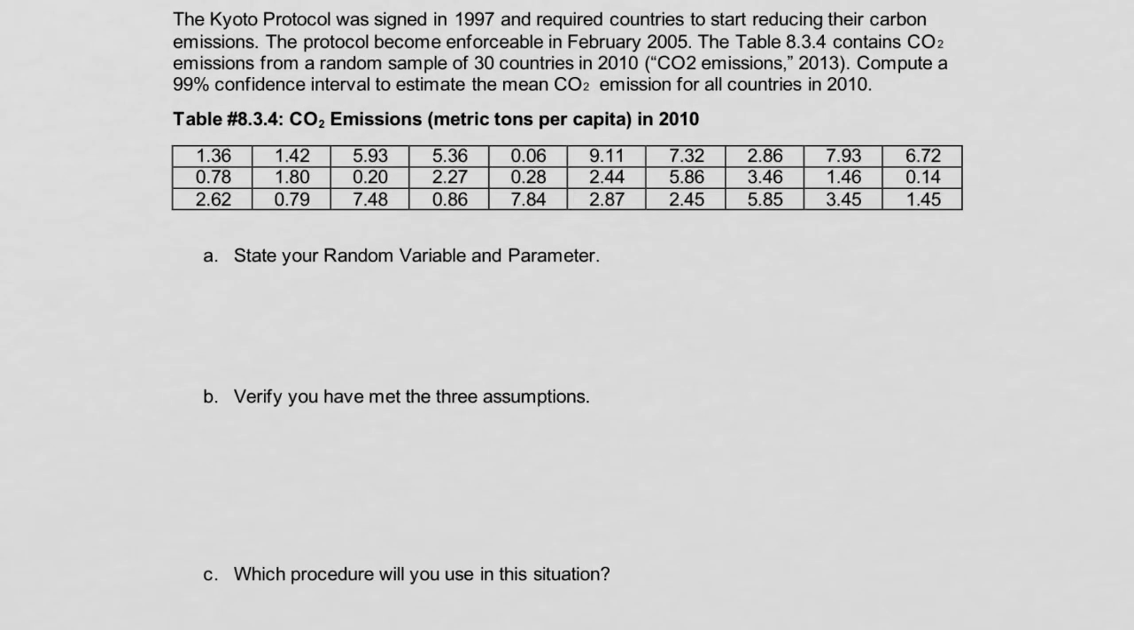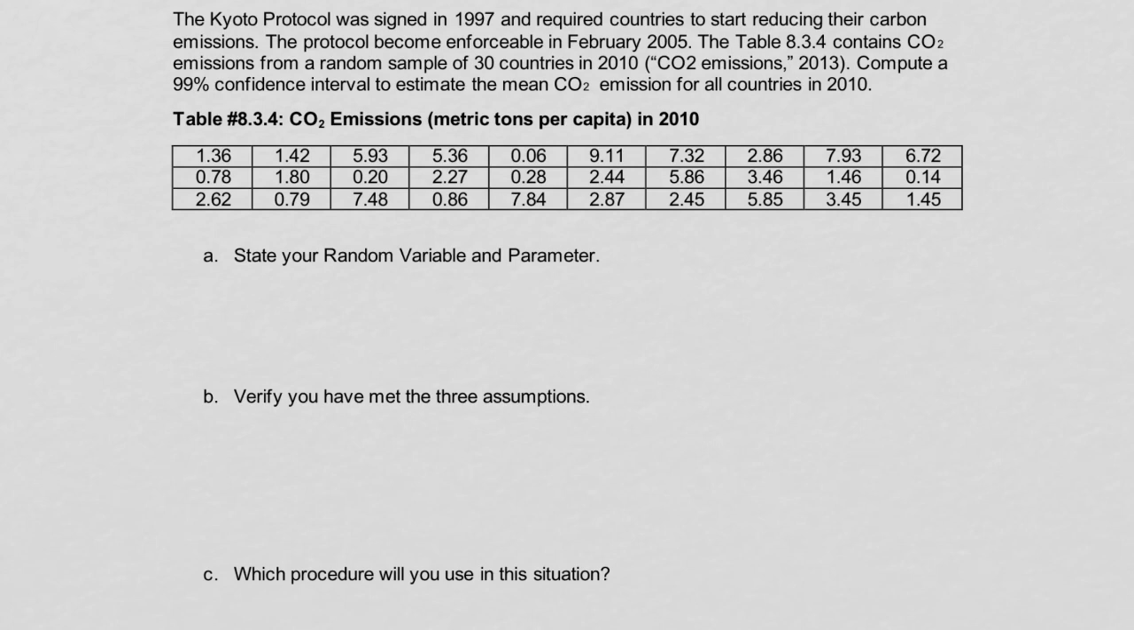For the second question in our section 8.3 guided notes on one sample interval for the mean, we have the Kyoto Protocol was signed in 1997 and required countries to start reducing their carbon emissions. The protocol, probably should say, became enforceable in February 2005. The table 8.3.4 contains CO2 emissions for a random sample of 30 countries in 2010. Compute a 99% confidence interval to estimate the mean CO2 emissions for all countries in 2010.